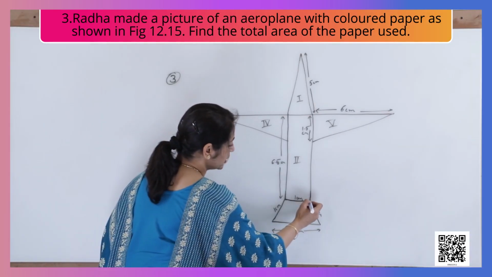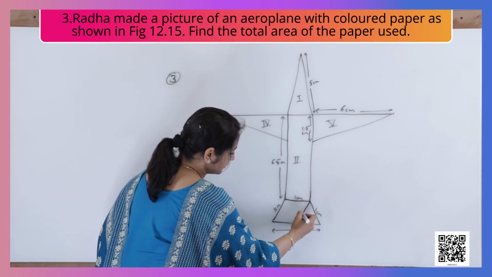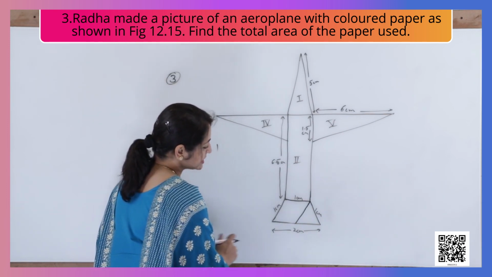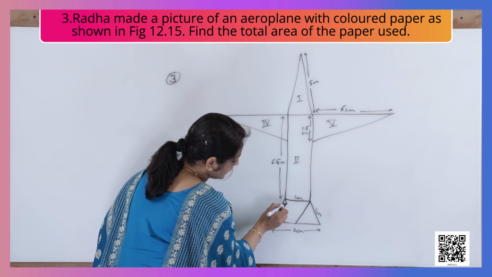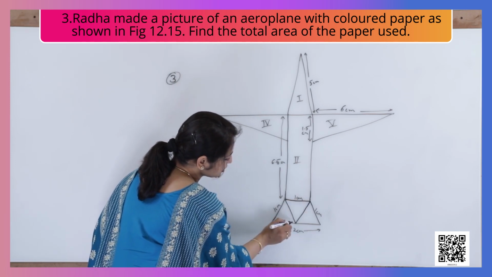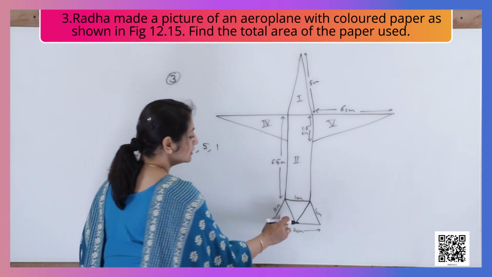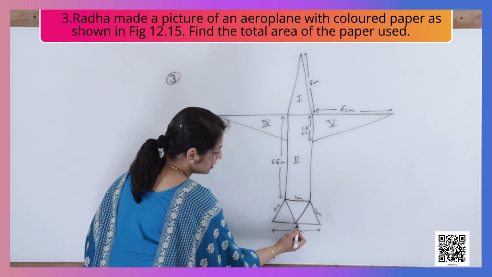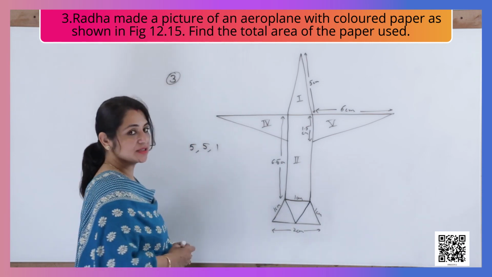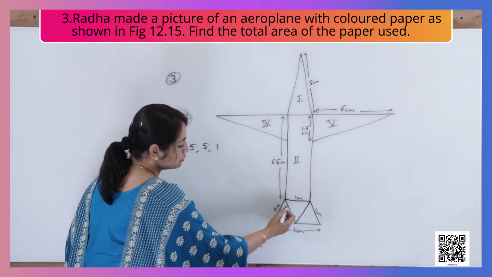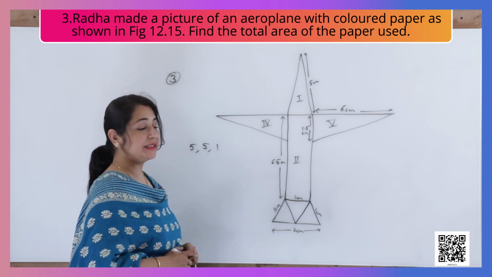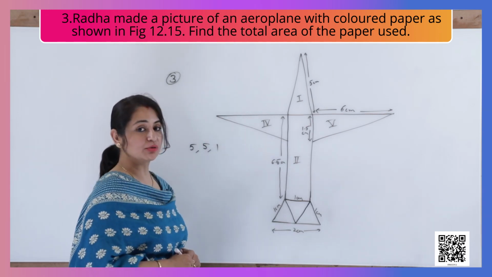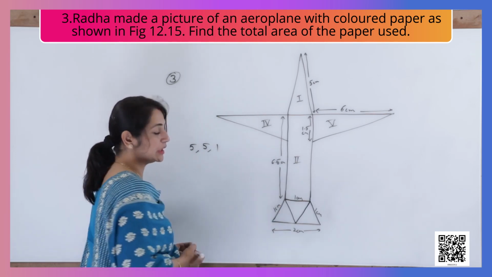If I draw one line parallel to this one here, it will also be of 1 centimeter in length. Similarly, if I draw this line parallel to this one, it will also be 1 centimeter. And this point will be the midpoint of this line. So this part will also be 1 centimeter. Thus we have got three triangles. The side of each one of these is 1 centimeter only. So now we can easily calculate their area because all the three are equilateral triangles.